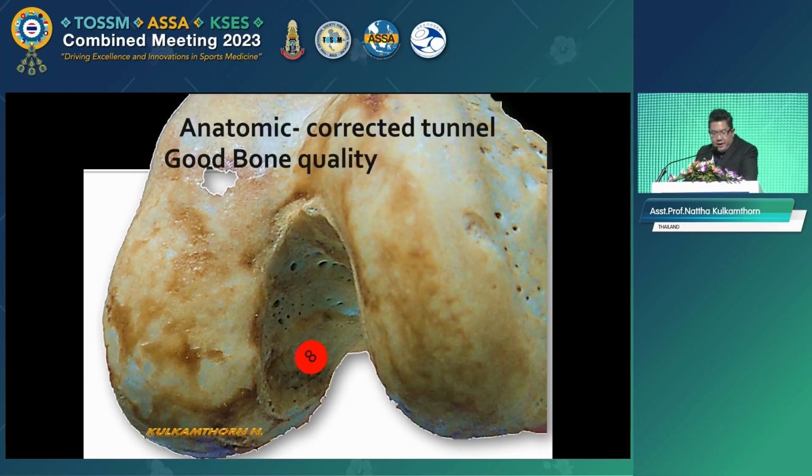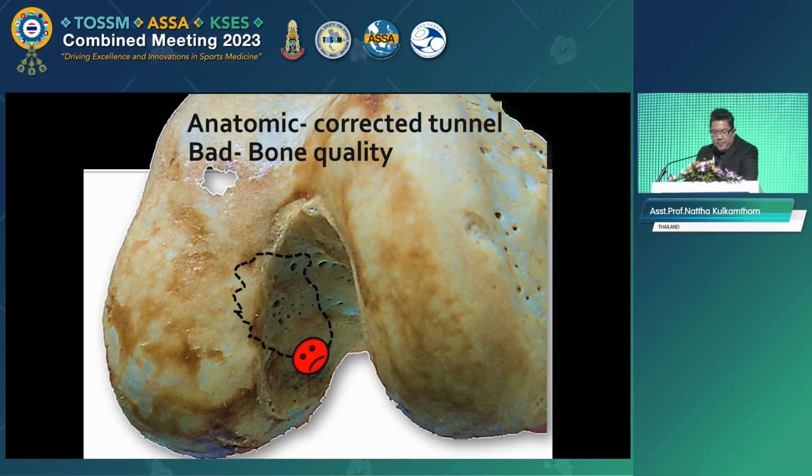If you have a correct tunnel but small size, you just use a larger bone plug and reuse the tunnel. If you have an anatomic tunnel but the bone quality is bad, you just put in the graft and change the tunnel, change the direction of the tunnel.